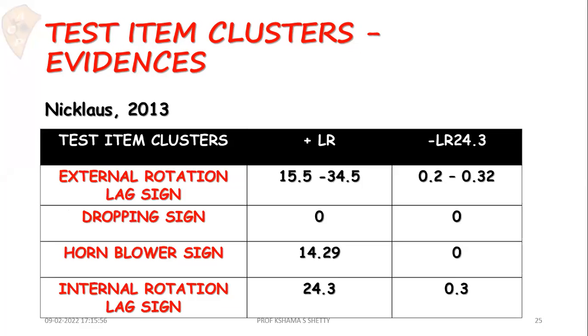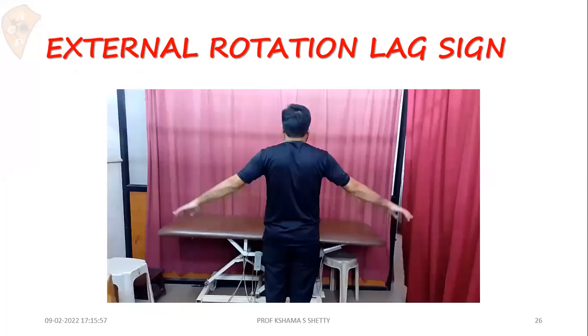Now there's a person called Nicholas who in 2013 did a test item cluster which included external rotation lag sign, drop sign, horn blower sign, and internal rotation lag sign. According to him, if these four signs are positive, it indicates that the person is suffering from rotator cuff tear. So how do we go about the external rotation lag sign, drop sign, and horn blower sign? It will be demonstrated now.